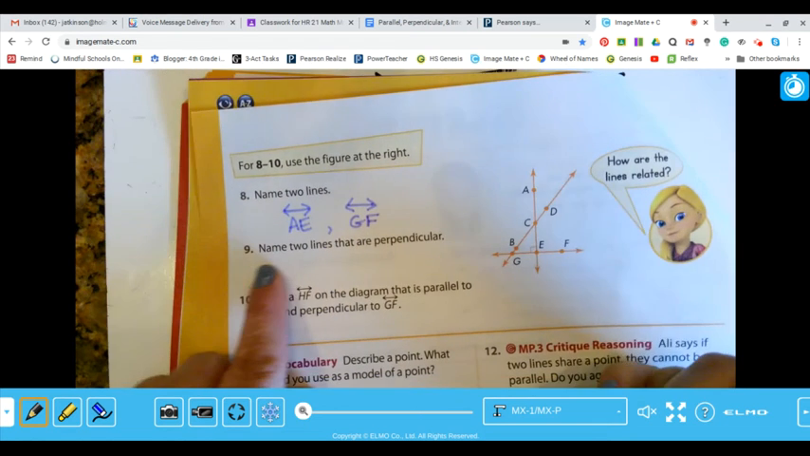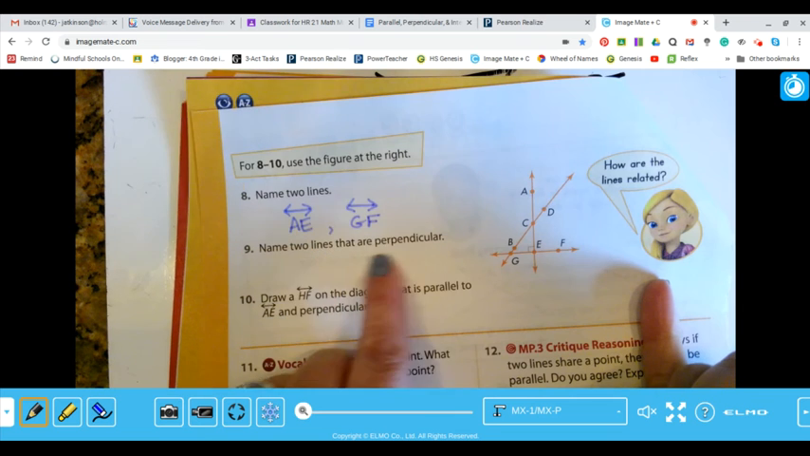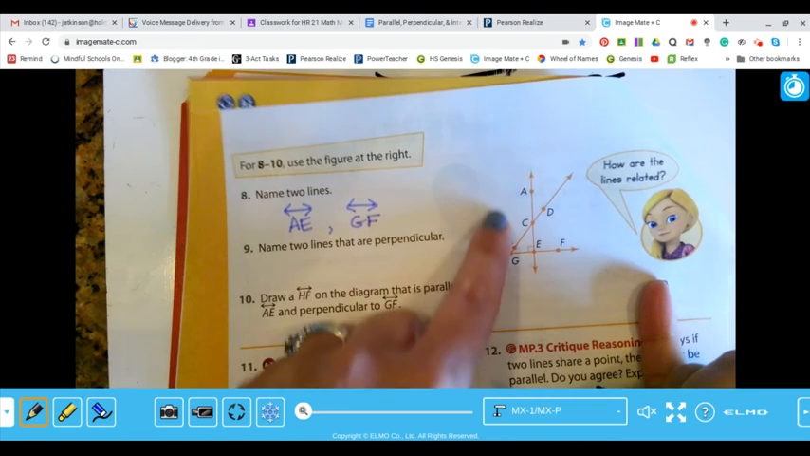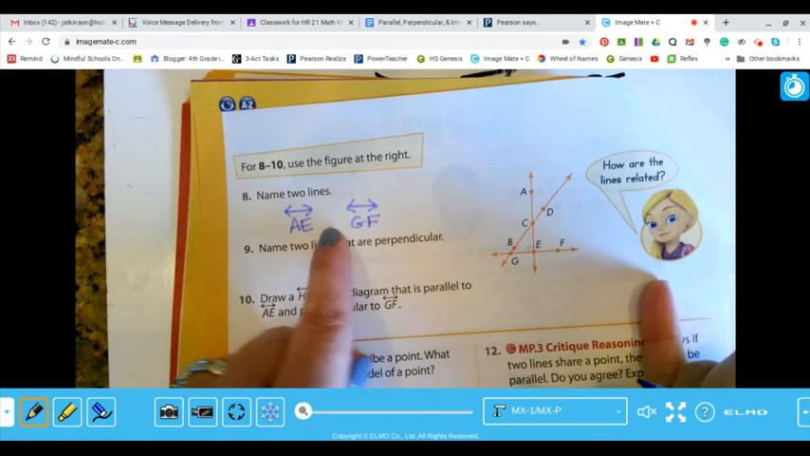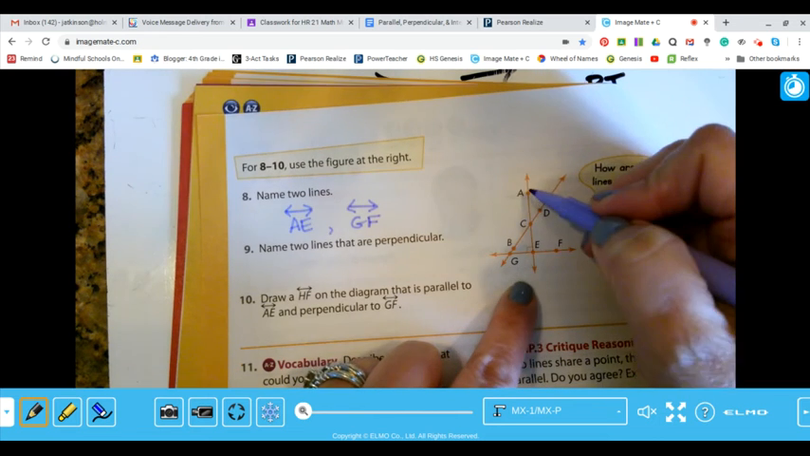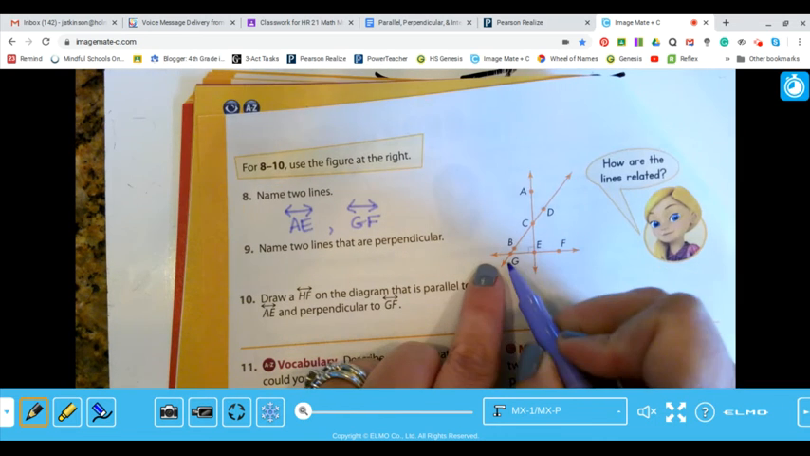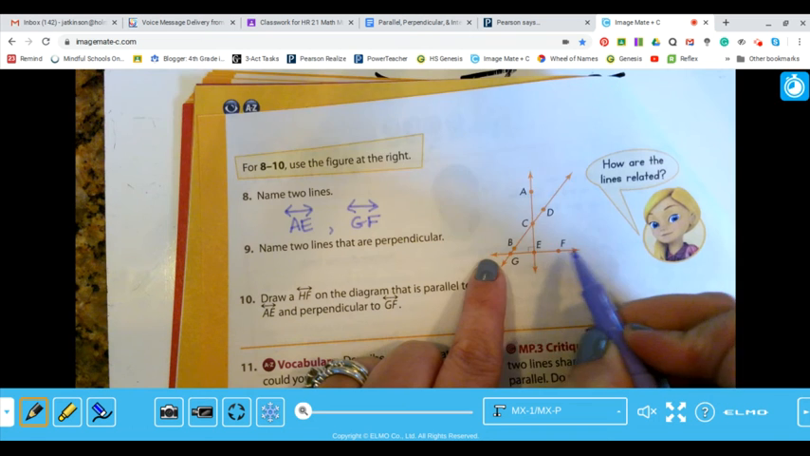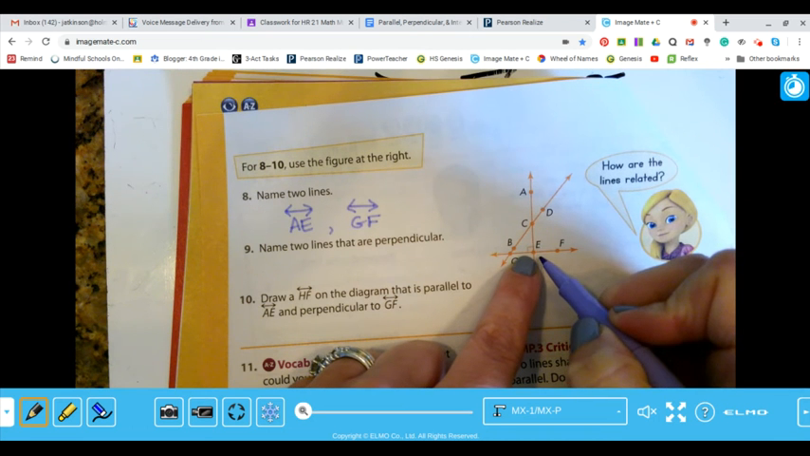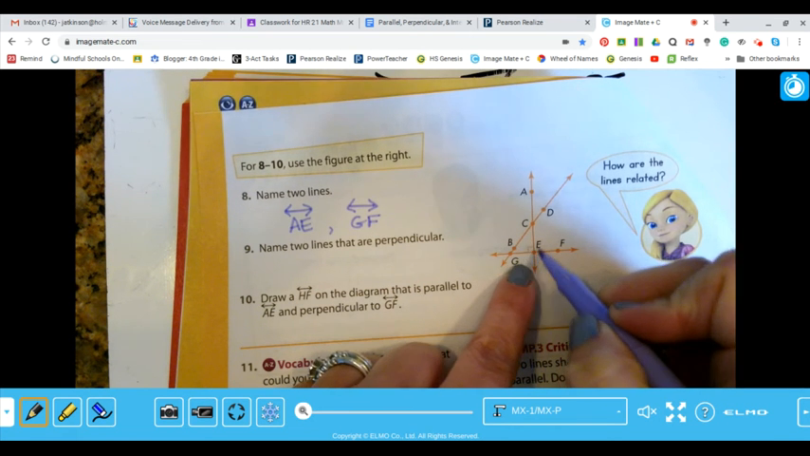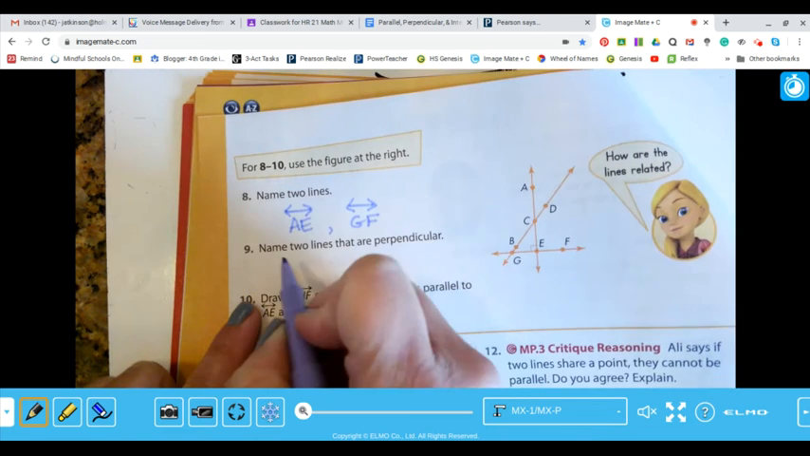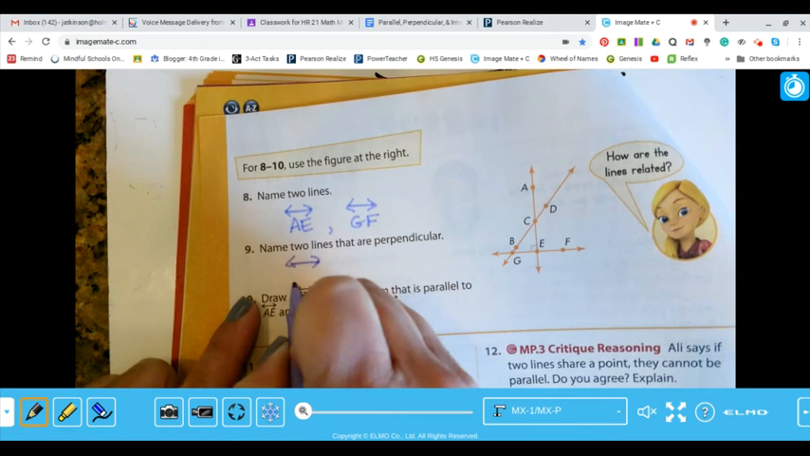The next question says name two lines that are perpendicular. Well, I could have done that for my first one, right? Line AE is actually perpendicular to GF because they form a 90-degree angle. We can tell that by that little square corner that's indicated. So I'm just going to label that here.